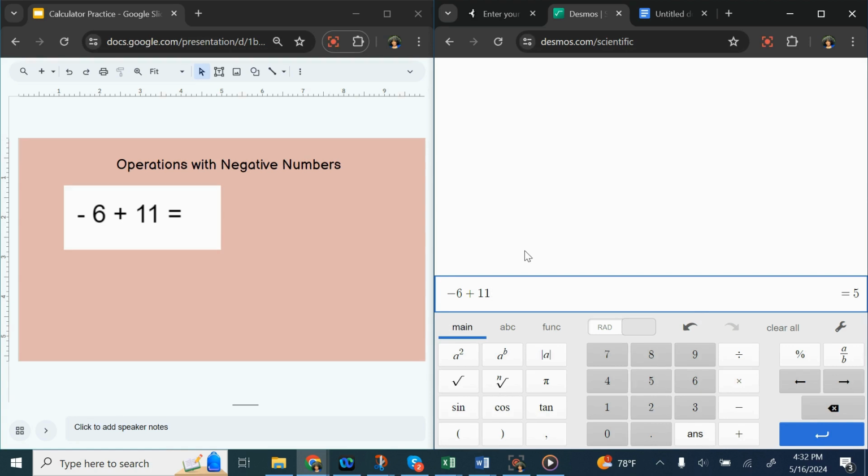Okay, so just keep in mind, if you ever want to type a negative or make a number negative using the online calculator, just hit this minus button, and that'll allow you to type your number in as a negative.